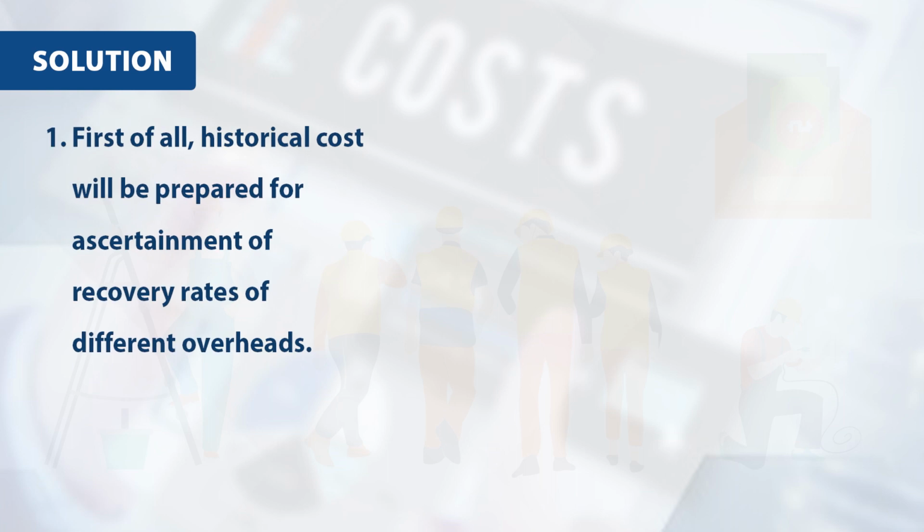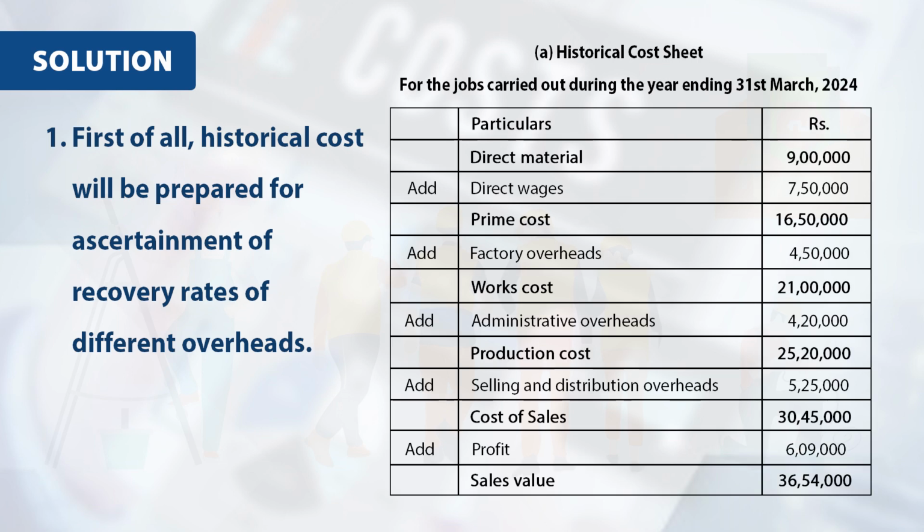Let us solve this example. First of all, historical cost will be prepared for ascertainment of recovery rates of different overheads. We will prepare a historical cost sheet for the jobs carried out during the year ending 31st March 2024. Direct material rupees 9 lakh, add direct wages rupees 7 lakh 50,000. Therefore, our prime cost is rupees 16 lakh 50,000. In that, add factory overhead rupees 4 lakh 50,000, giving works cost of rupees 21 lakh.